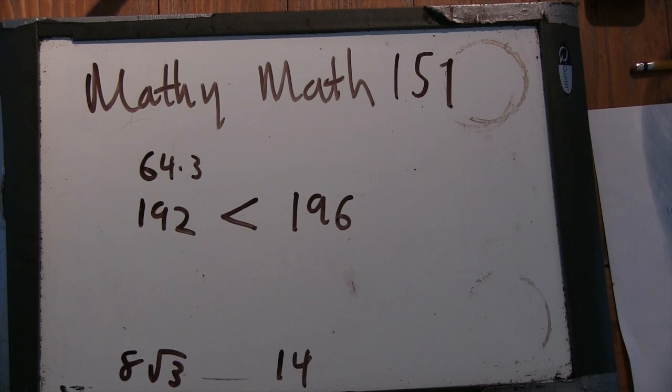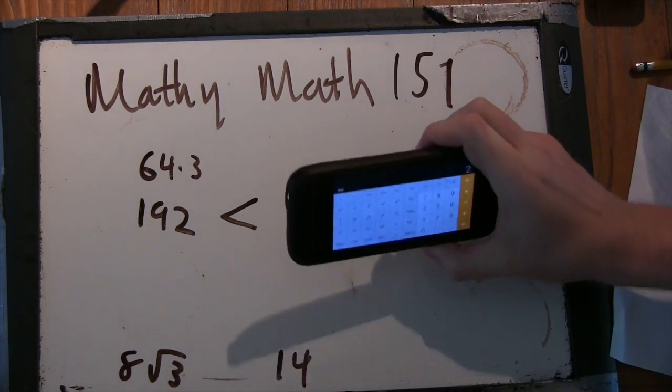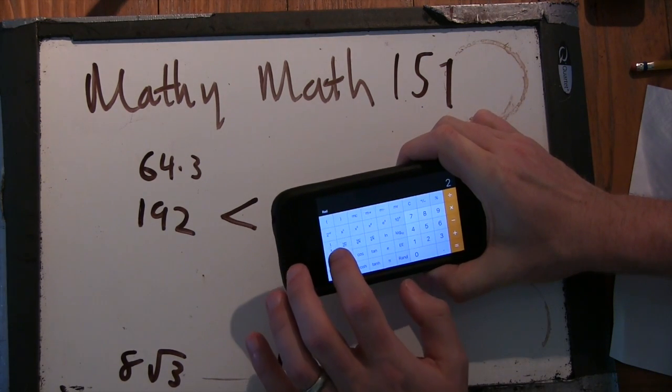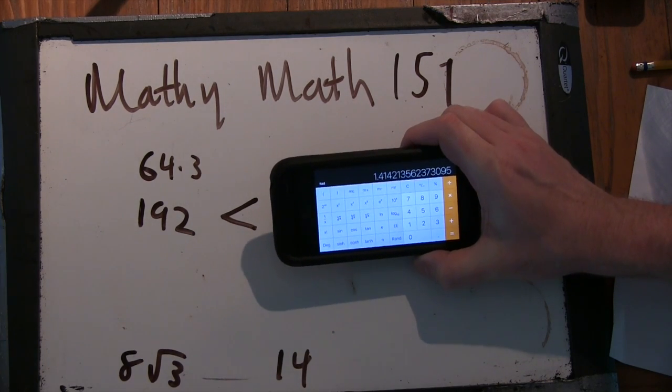Oh, that's really good work. Just checking real quick on Wolfram Alpha. Actually, I'll just do it on the calculator on my phone. So what do we got here? Square root of 2, right? Where's the square root button? Right there. 1.414, we'll call it.